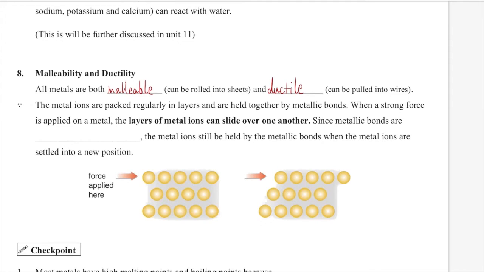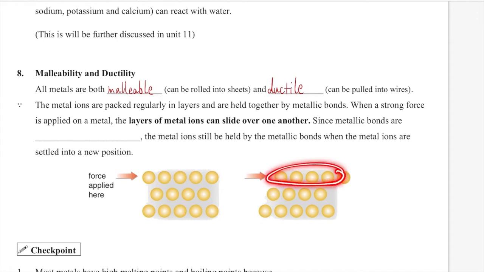So why is that? Why do metals have such special properties? Again, we need to look at the structure. The metal ions are packed regularly in layers and are held together by metallic bonds. That's what we usually draw for a metallic structure. When we apply a strong force to the metal, we are going to press one of the layers to the side. You can see this layer has been pushed to the right-hand side.